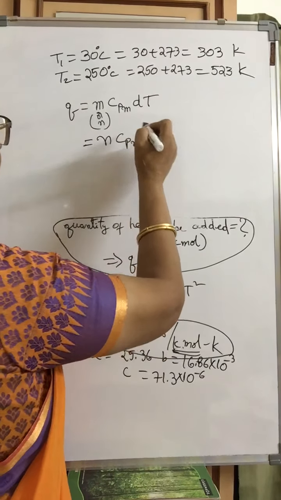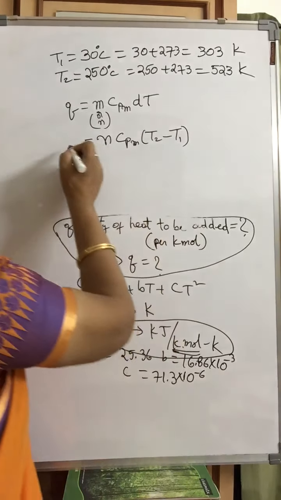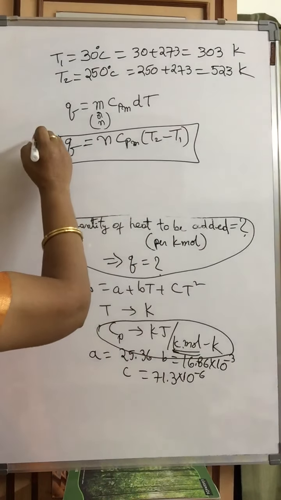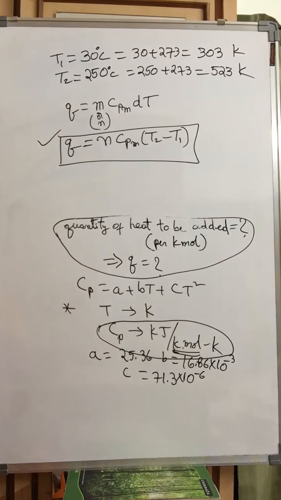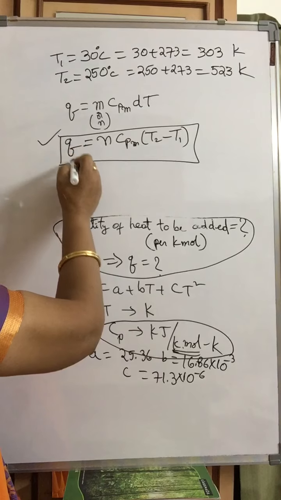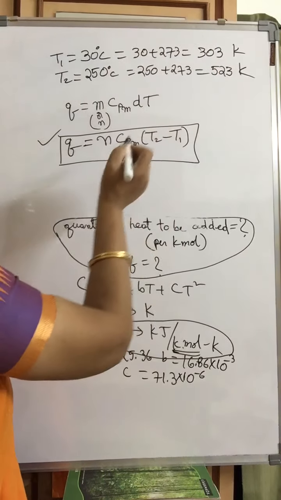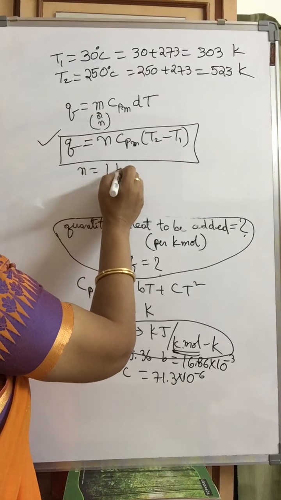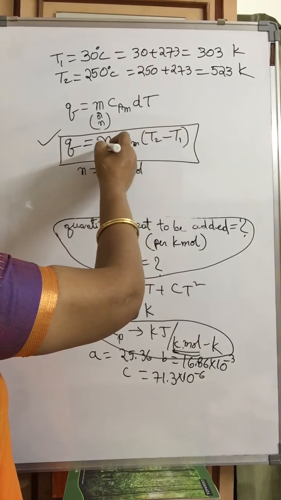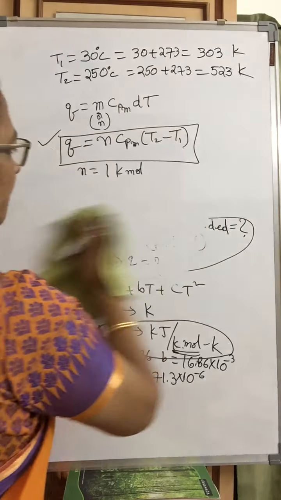dT means here again T2 minus T1, because it is heating, higher minus lower temperature. This is what we need to use. This Q is to be calculated, the quantity of heat to be added to increase the temperature from 303 to 523, and n you can take as 1 kilomole. Okay, T1 is there, T2 is there, n is there. The next step is to calculate Cp mean.